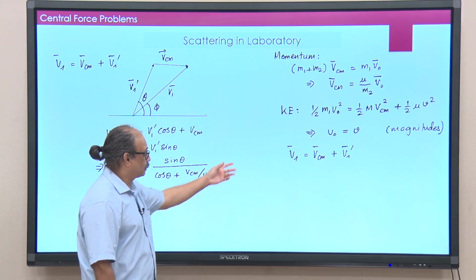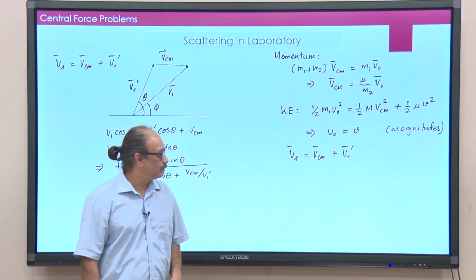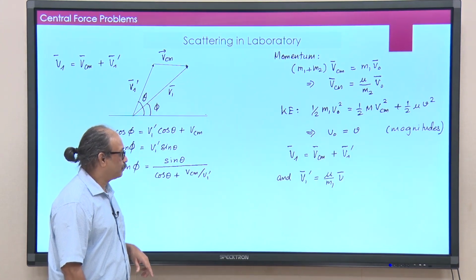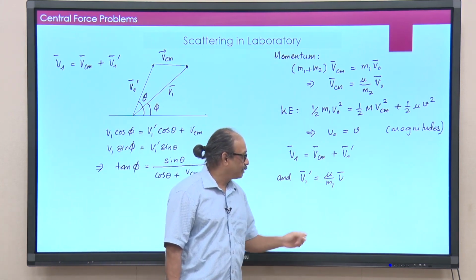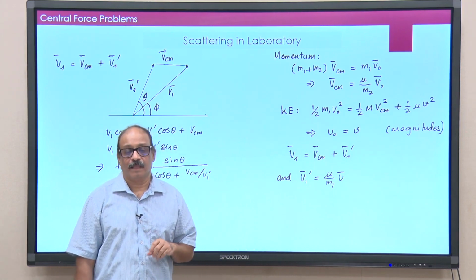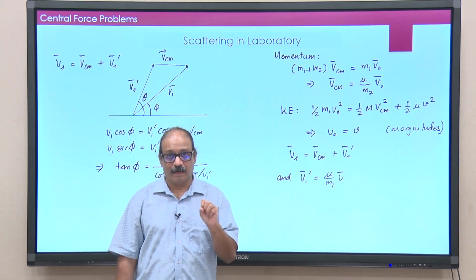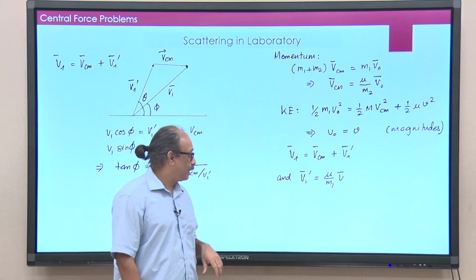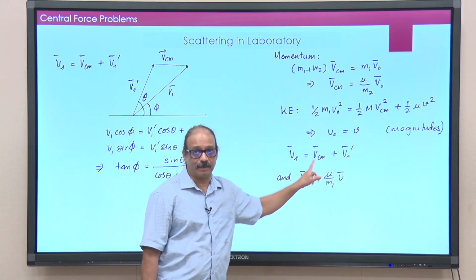Now, you look at this one, V 1 is V center of mass plus V 1 prime, and then you substitute, you remember this result, V 1 prime is nothing but mu divided by m 1 times the relative velocity V. How do you get this? Remember, r 1 vector is related to center of mass and the relative distance r, and if you take a derivative I get this relationship here. Okay.